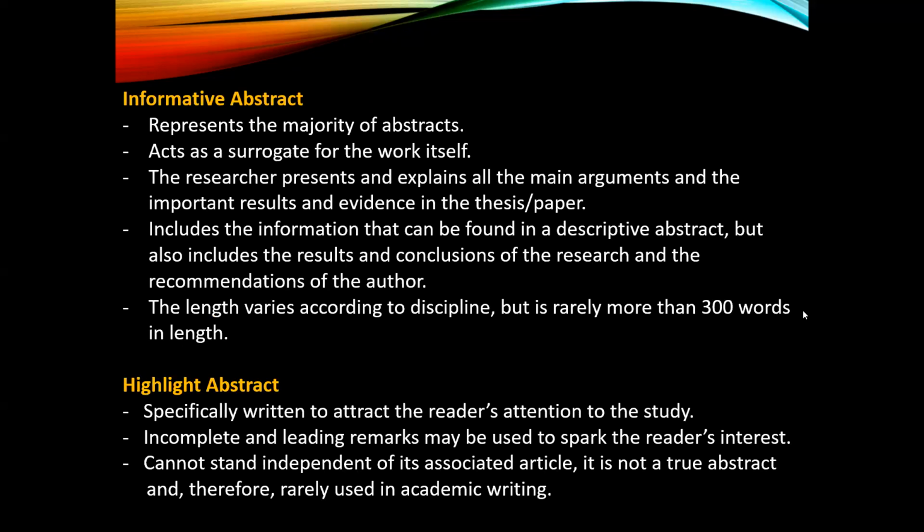Also, there's the informative abstract, which represents the majority of abstracts and acts as a surrogate for the work itself. The researcher presents and explains all the main arguments, important results, and evidence in the thesis or paper. It includes the information found in a descriptive abstract, but also the results and conclusions of the research and the recommendations of the authors. The length varies according to the discipline, of course, but is usually more than 300 words. This is the most commonly used kind of abstract in a thesis or paper, and it has different sections, and each section should give enough information that the reader wants to know about.